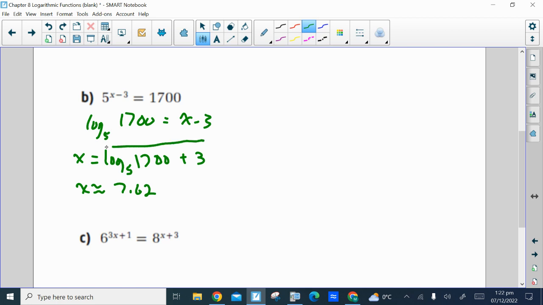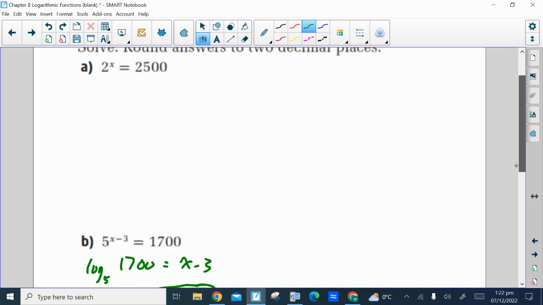Incidentally, this expression above it, that's the exact value for x. That would be the exact value that I circled. But this one said to round to 2 decimal places, so that's what we've done.